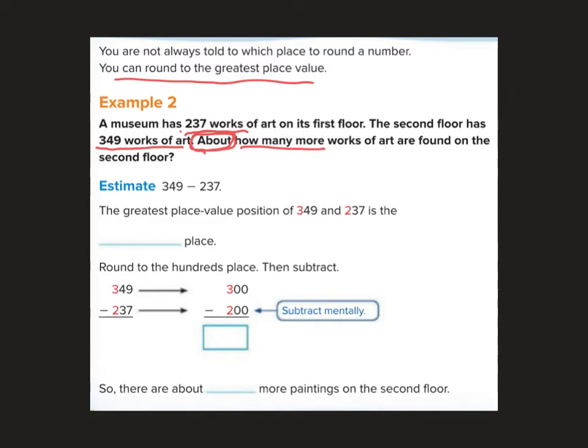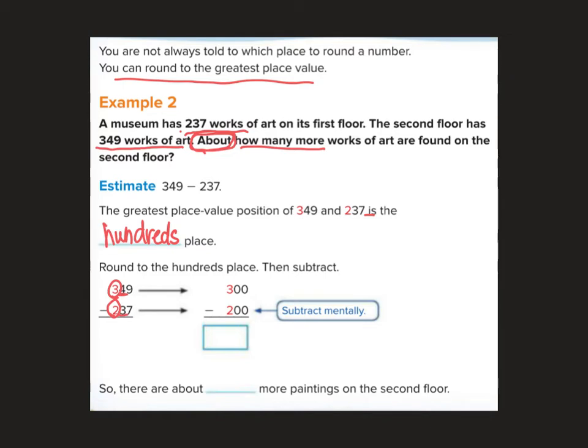Okay, so the greatest place value position of 349 and 237 is the hundreds place. So we're going to round them both to the hundreds place. Then subtract. So 349, the 4 tells the 3 to stay the same. Circle the 2, underline the 3.